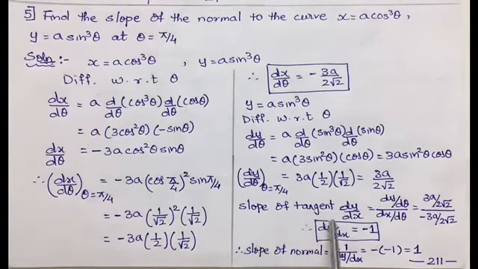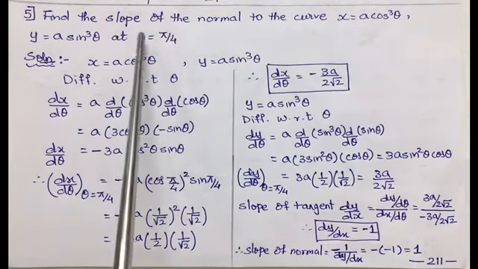Now slope of tangent is dy by dx. Therefore we have to take dy by d theta upon dx by d theta. So substituting the value, the cancellations take place and dy by dx is equal to minus 1. So dy by dx is the slope of tangent, that is minus 1.